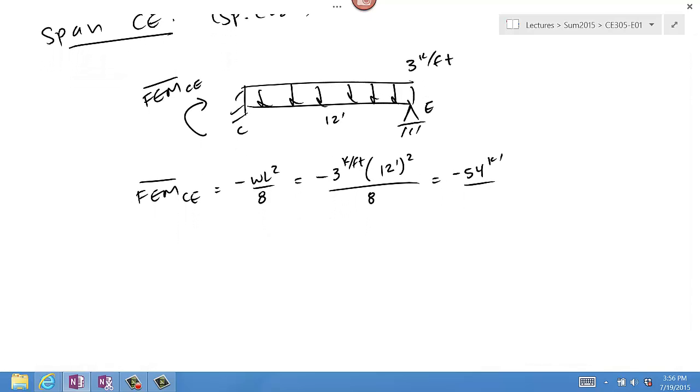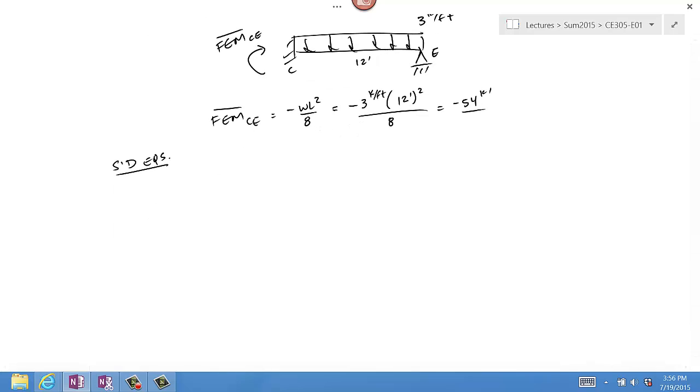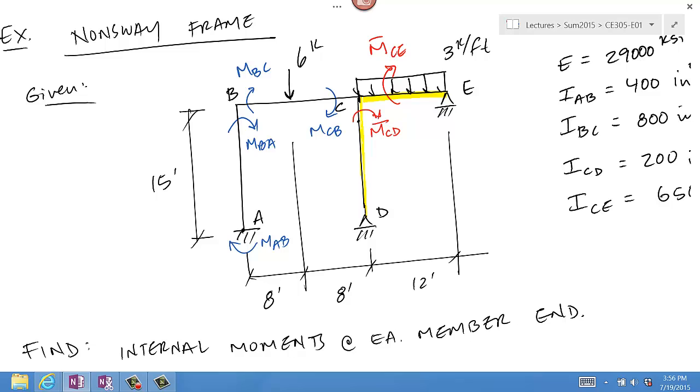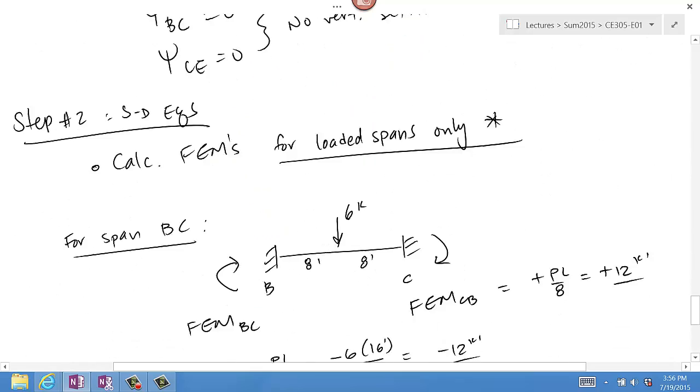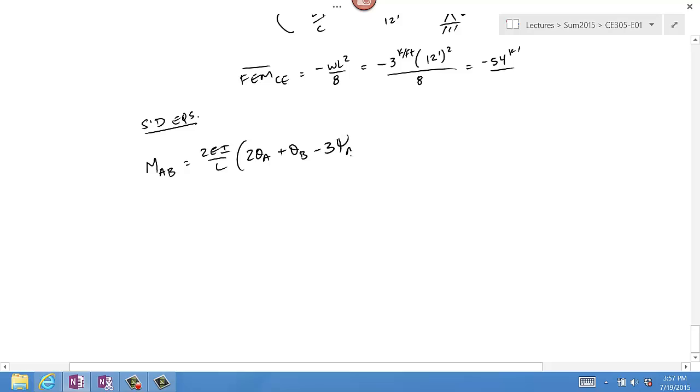In fact, you have all of the values for all the slope deflection equations. The next thing is to just write out the slope deflection equations. In summary, you're going to have, what did we say, 2, 4, 6, 6 equations to write out: 4 general case and 2 special case equations. So MAB is 2EI over L, 2 theta A plus theta B minus 3 psi AB plus fixed end moment AB.